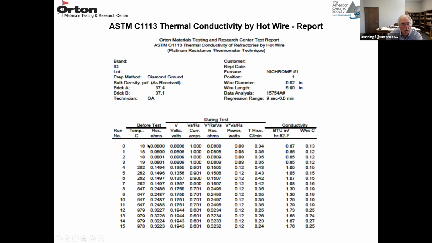And this is a typical report where there are 4 temperatures, 4 measurements at each temperature. So these are measured at about room temperature, 18 degrees C, and 262 degrees C, 647, and 979. And reported is the temperature, the resistance in ohms of the platinum wire before the test, and then during the test, all of these values that I just went over, the various voltages and resistances, are all calculated. This is the temperature rise below 0.5 degrees C a minute, and these are the calculations of the thermal conductivity in either BTUs or watts.